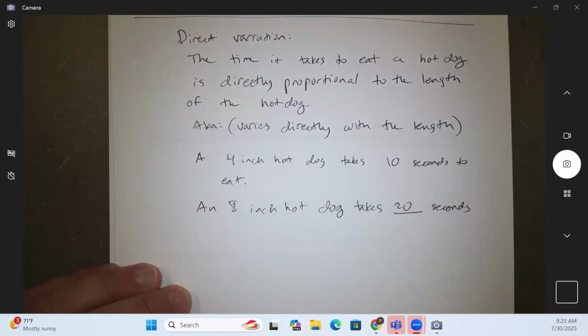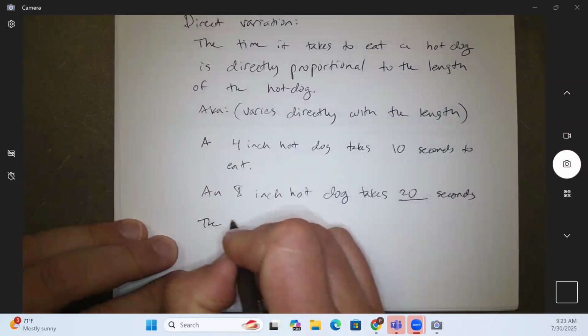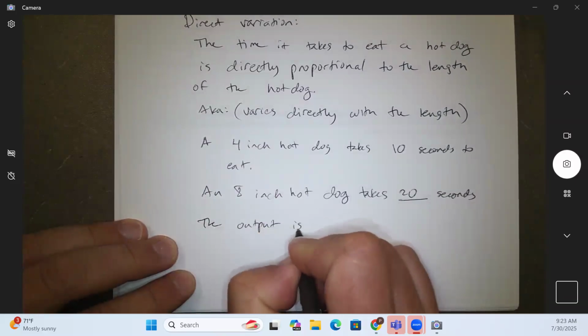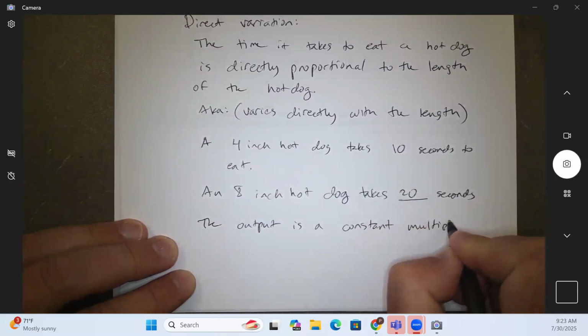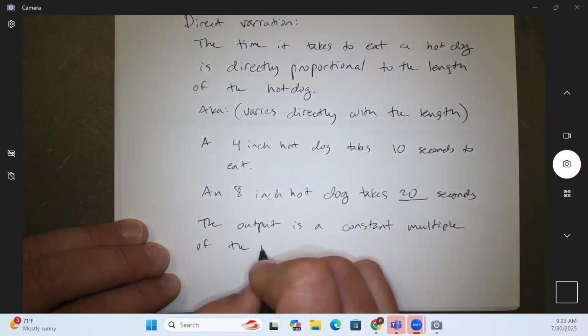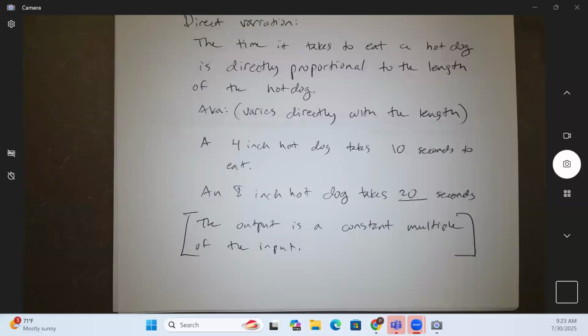Right? It's simply a multiple of x. The output is a constant multiple of the input. This is what it means to vary directly. The output is a constant multiple of the input. I'm going to do this. This is the verbal. Now I'm going to do it numerically.